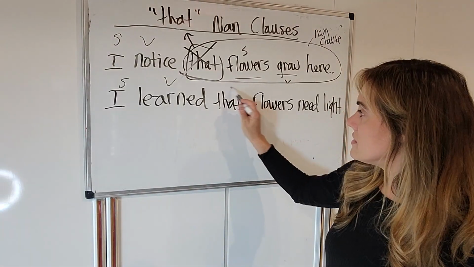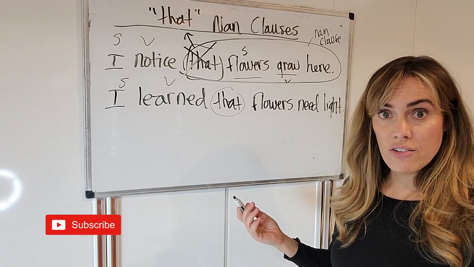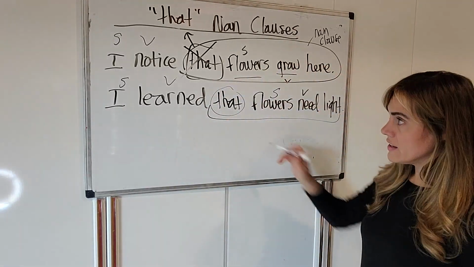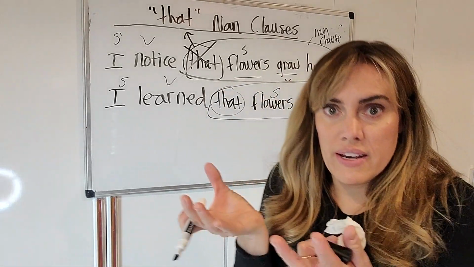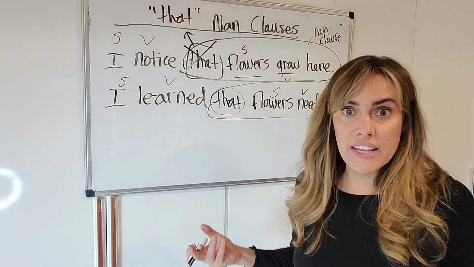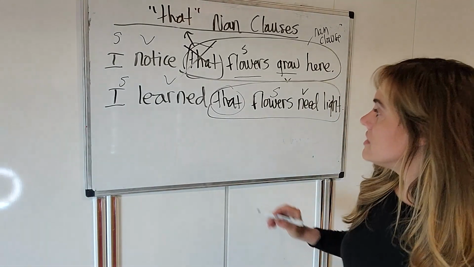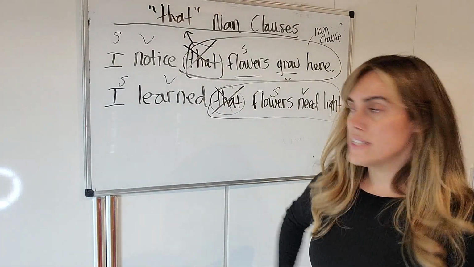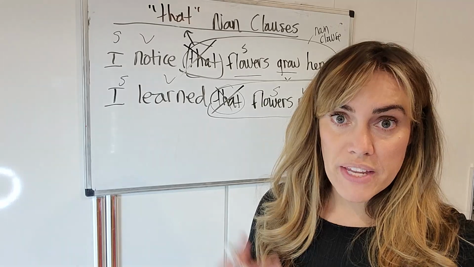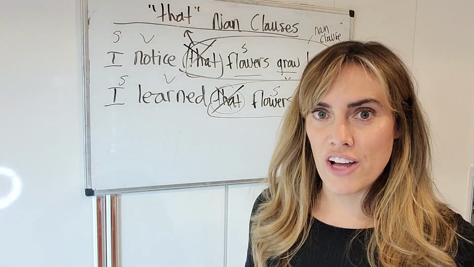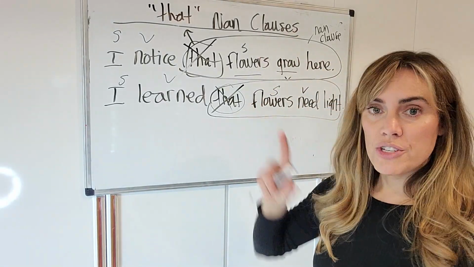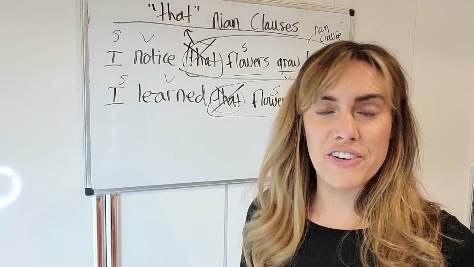Okay? So here's the word that, which is the beginning of the noun clause. Here's the subject. Here's the verb. This whole thing acts like one big noun. It's the object of this verb. I learned. What did I learn? I learned that flowers need light. They need light. Wow. Okay. So remember, you can also take the word that out and say, I learned flowers need light. This type of noun clause is a that noun clause. So you can use it as the object of a verb, but you can also use it after an adjective.